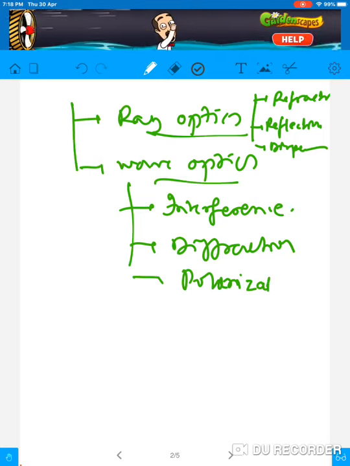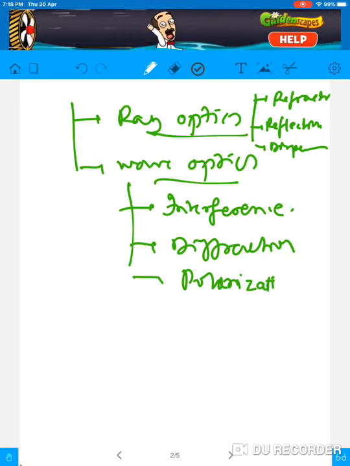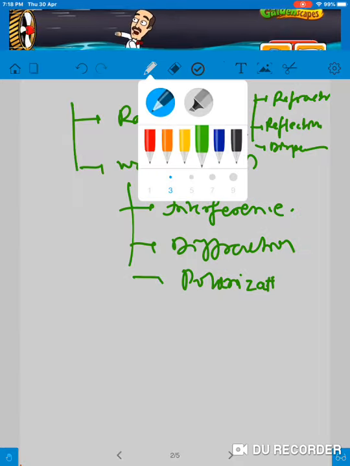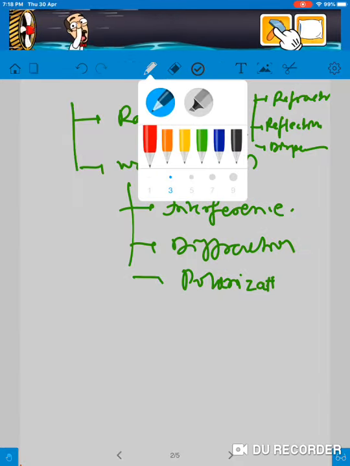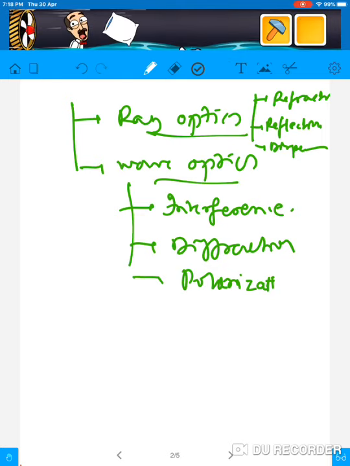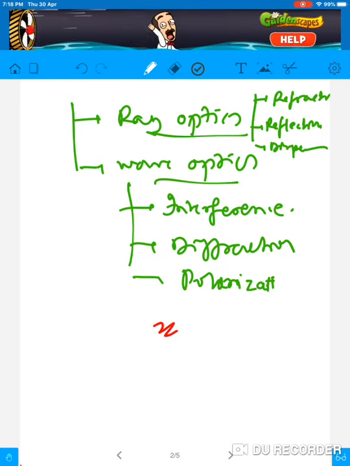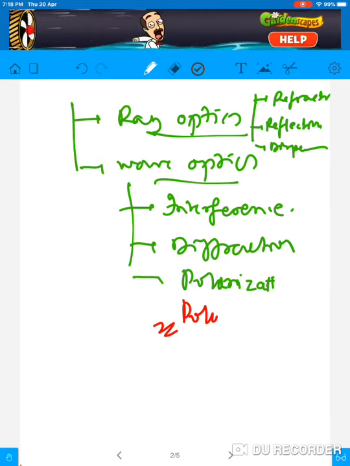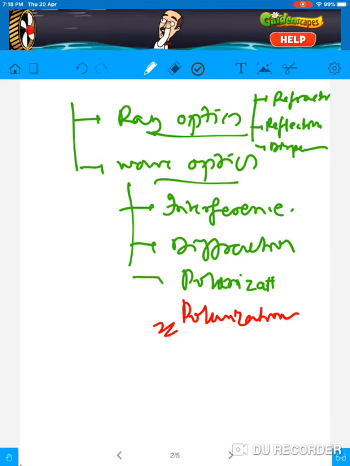What is happening to this pencil? Polarization. Okay.